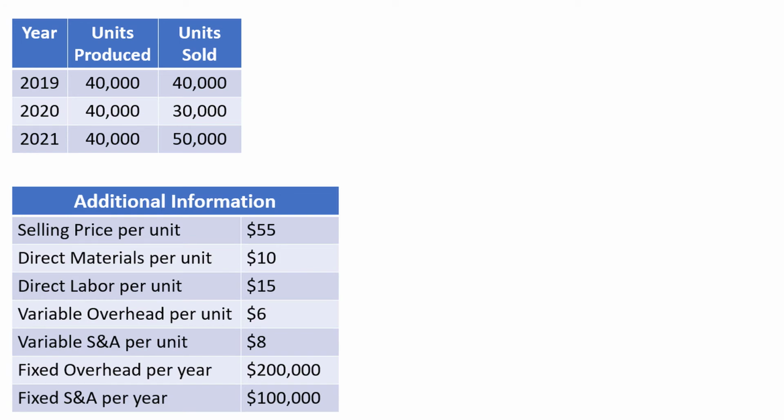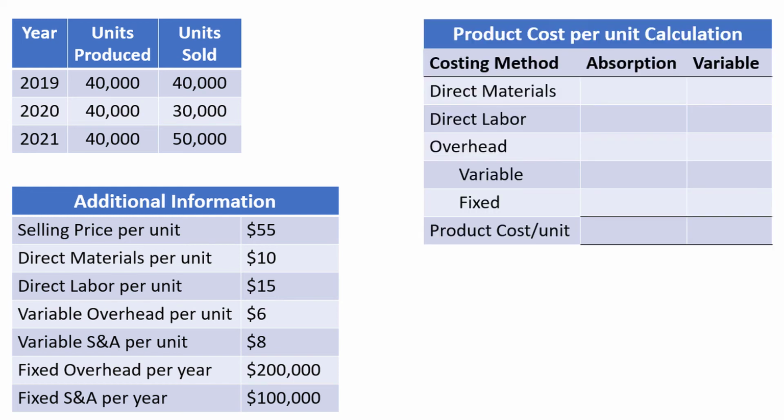production and period costs. With this table, we can calculate the product cost per unit for both absorption and variable costing. As we discussed earlier, the direct materials, direct labor, and variable overhead are all classified as product costs for either absorption or variable costing, so we can simply copy over the values from the additional information table. The direct materials are $10 per unit, the direct labor is $15 per unit, and the variable overhead is $6 per unit.